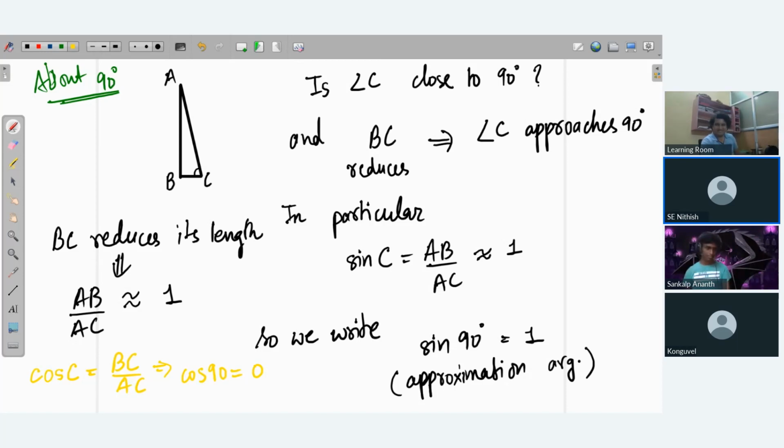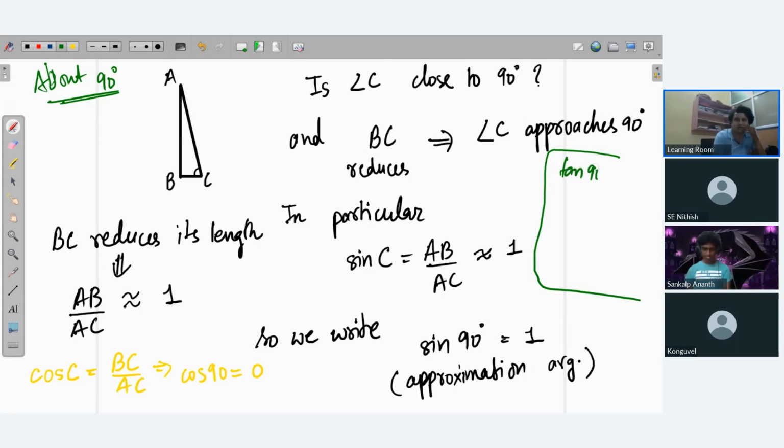Okay. Similarly, I have done sine 90 and cos 90. Okay, let's take tan 90. What is tan 90? Sir, I have a small doubt. If cos 90 is 0, then what is sec 90, sir? It's 1 by 0, which is undefined. Infinite. Okay. Cot 90? Undefined.